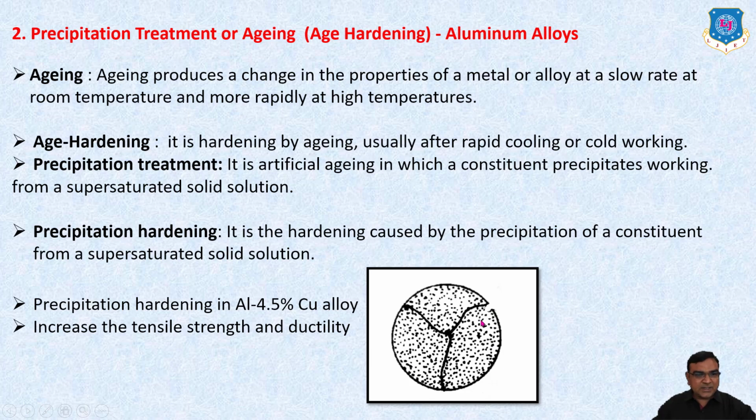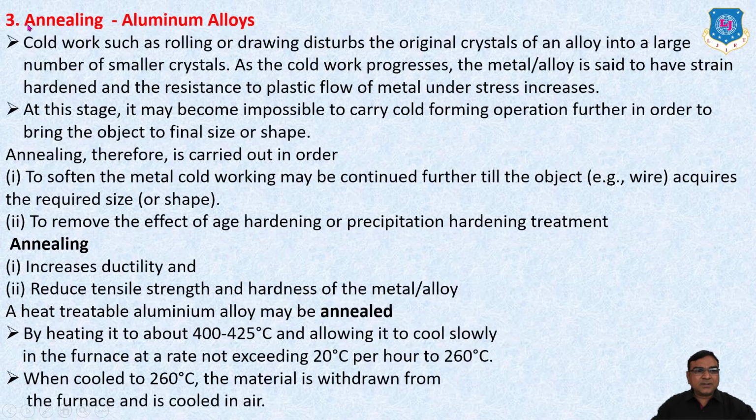So here is the example of precipitation hardening in aluminum 4.5% copper alloy. By this heat treatment process, we can increase the tensile strength and hardness of aluminum alloys. Third heat treatment process for aluminum alloy is annealing.